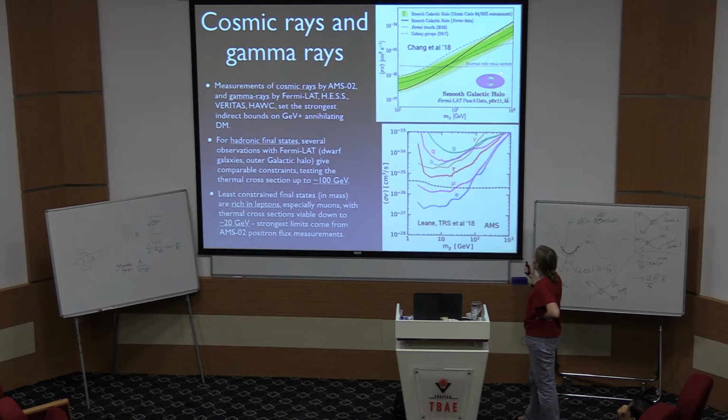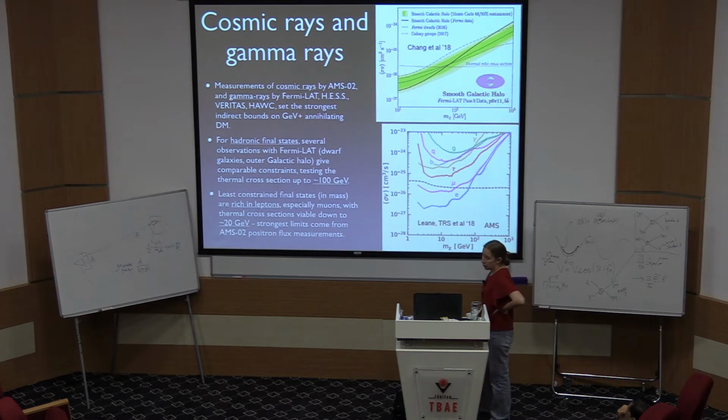And then this horizontal line is the thermal relic cross-section again, and you can see that it crosses the line at around 100 GeV. So the thermal relic cross-section, using it as a benchmark, is excluded below 10 GeV by the CMB, and then in the 10 GeV to 100 GeV region, Fermi observations of our galaxy and the dwarf galaxies can test cross-sections at that level.